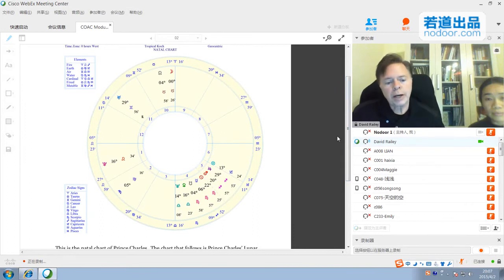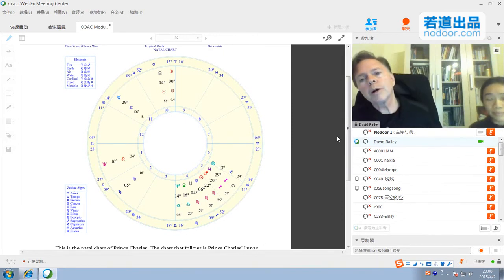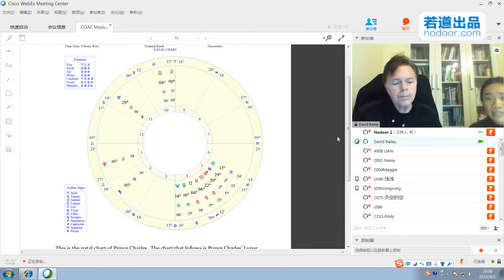Many astrologers over the course of the last 68 years, how long is it? 1948, 60, going on 67 years. Many astrologers have commented on how the moon in Prince Charles' chart represents his mother, the Queen. However, as astrologers, we know that the moon is not only going to represent mom, it's going to represent significant women in our life and overall family and family condition.